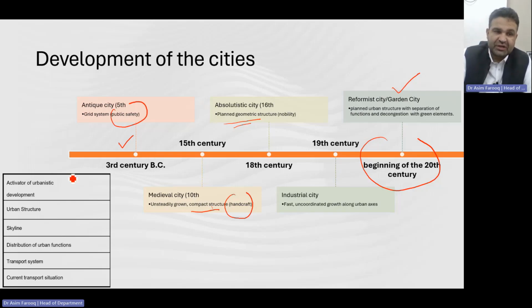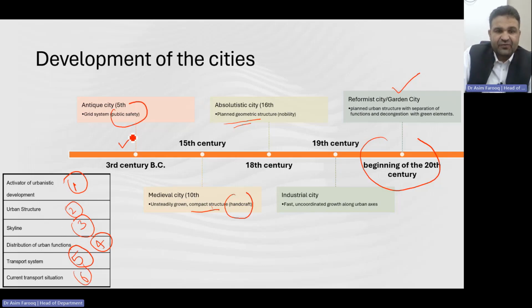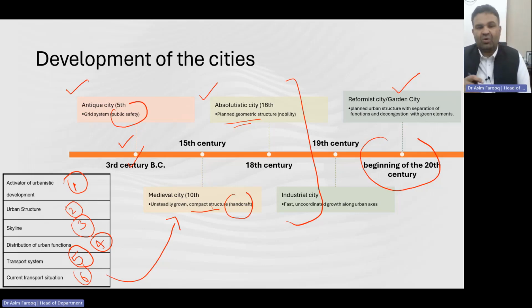All those functions were introduced after the World War. We will try to understand how and what actually activated that urban development. We will also try to understand what the structure of those cities looked like, how the skyline was built, how different functions were there, what kind of transportation system they were using, and what is the current situation. Of course, for the antique, medieval and absolute cities, we don't have exact examples, but at least we can understand how they were living.